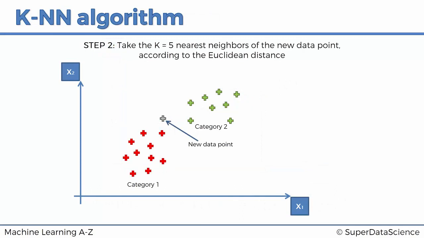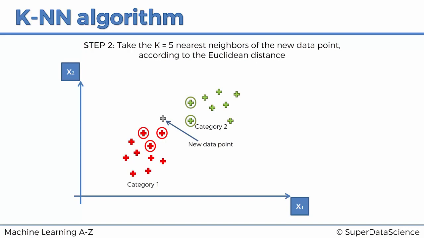So here's our new data point. How are we going to identify which are the closest 5 neighbors? We just look at them and see the distances here. We can see that's the closest one. That's probably the second closest, third closest, fourth closest, fifth closest. So let's outline those. There we go.